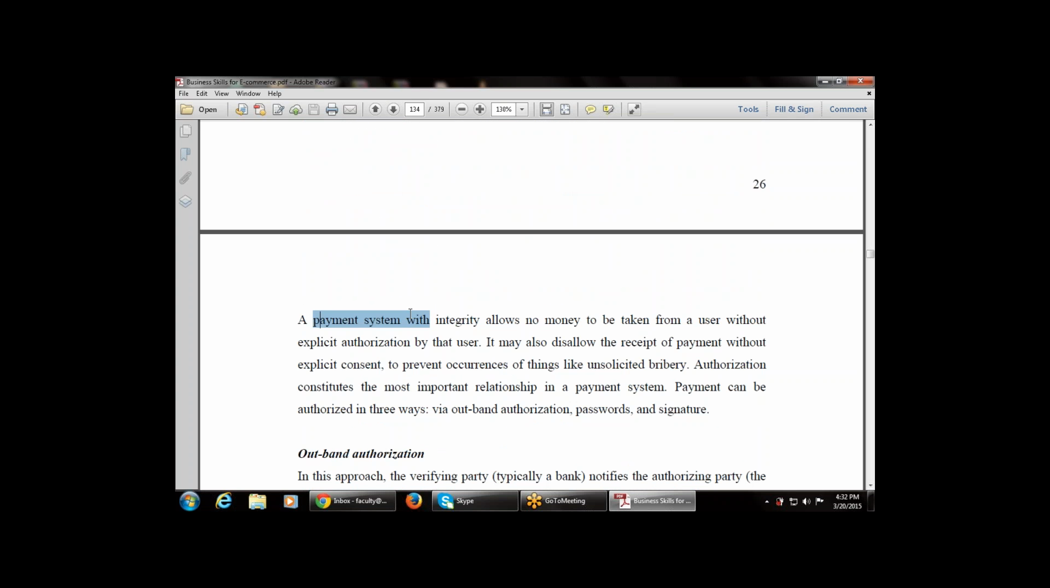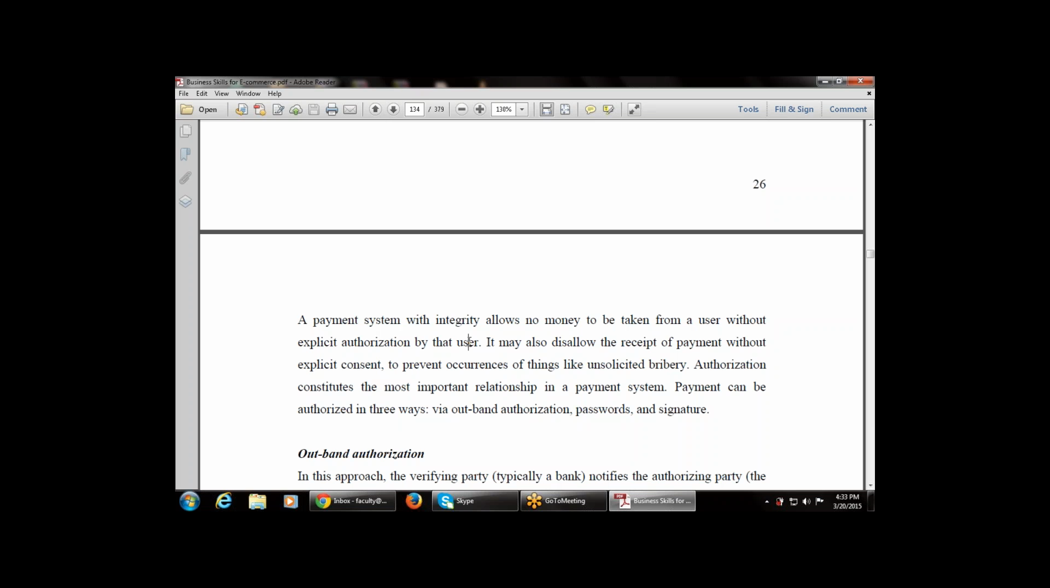A payment system with integrity allows no money to be taken from a user without explicit authorization by that user. There is a particular security around the money that allows no one to take it until and unless the user provides the authorization. Unless the user provides the authorization, no one is allowed to take the money from the user.